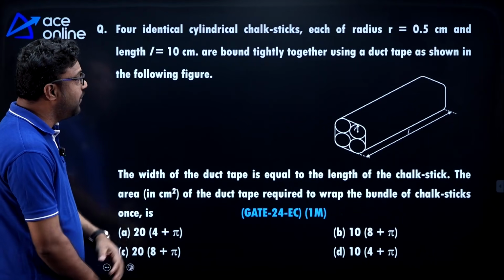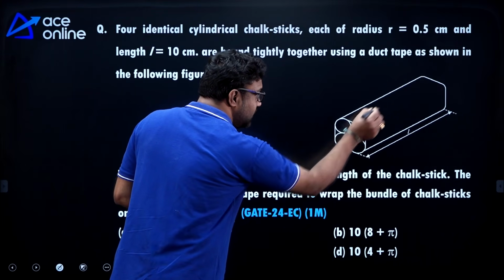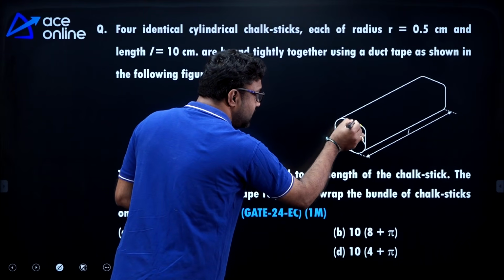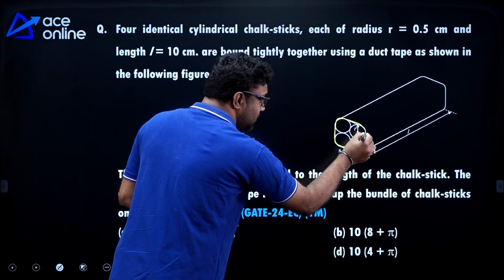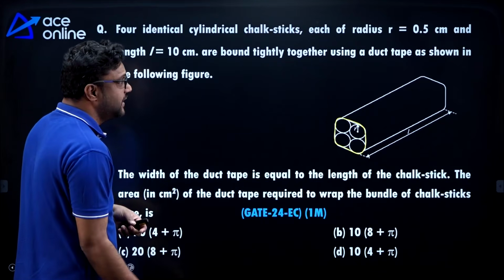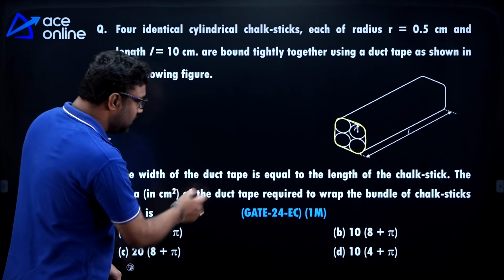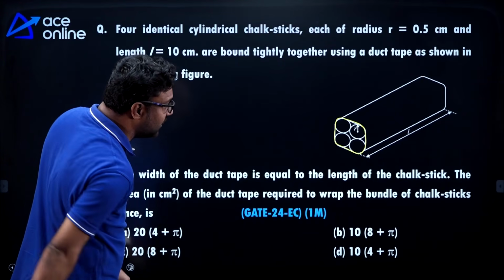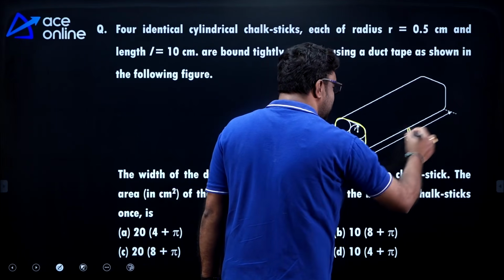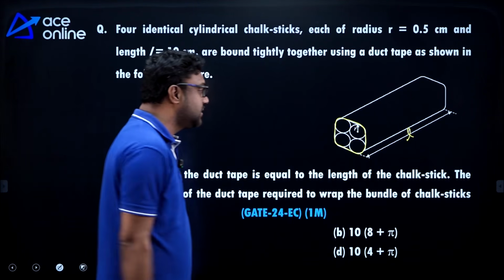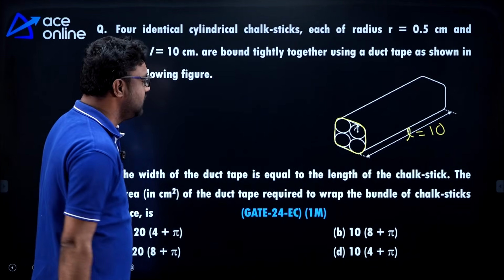10 centimeters are bound tightly together using a tape. This is a tape, this is the entire tape. Using this tape, they bound these 4 chalk sticks. Now the width of the duct tape is equal to the length of the chalk. So the width of this tape is equal to the length of the chalk stick. Length is equal to 10 centimeters, right?